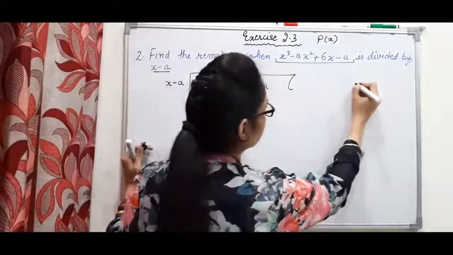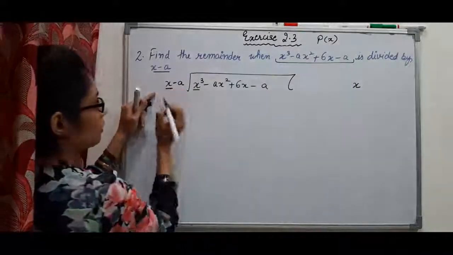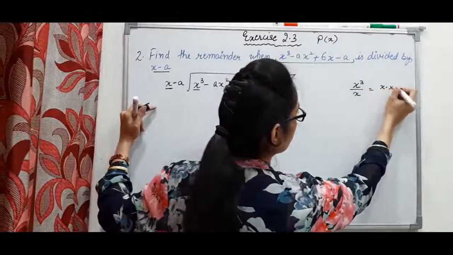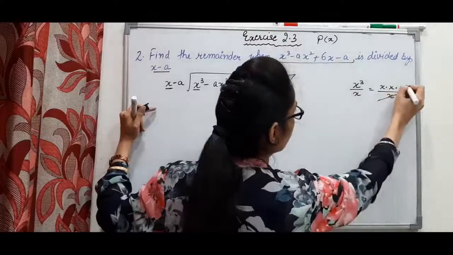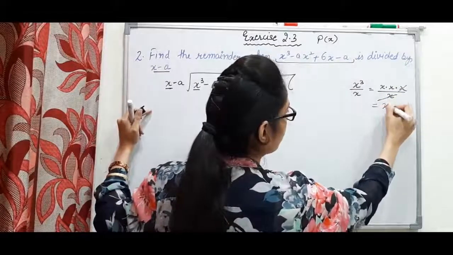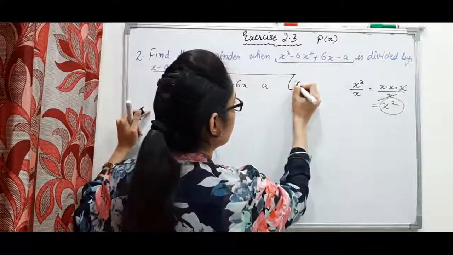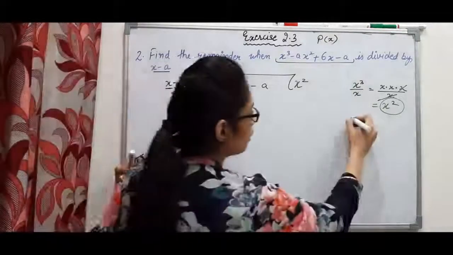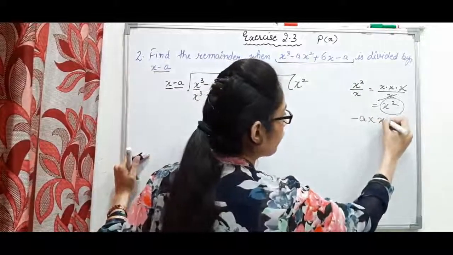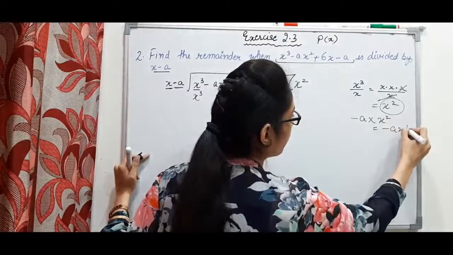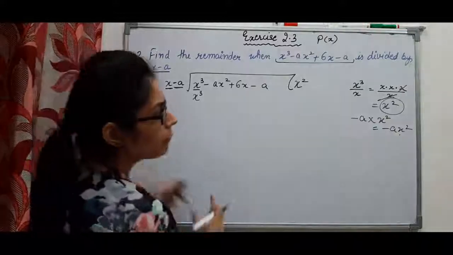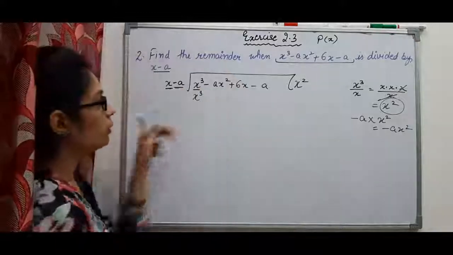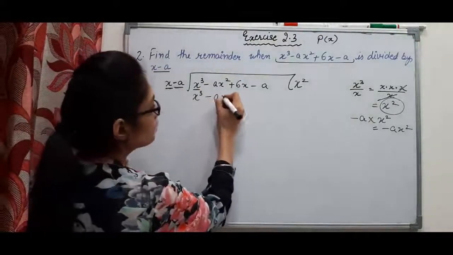x cube we will write here, and this x we have to divide. So x cube means x into x. You have to divide it by x. So x and x will get cancelled. x into x is x square. So this x square goes right here, the first term you have to write the same. Now this minus a, multiply it with this x square. So it is minus ax square. This you have to write under the term where you can see the same variable is present, x square, x square. So write below this minus ax square.